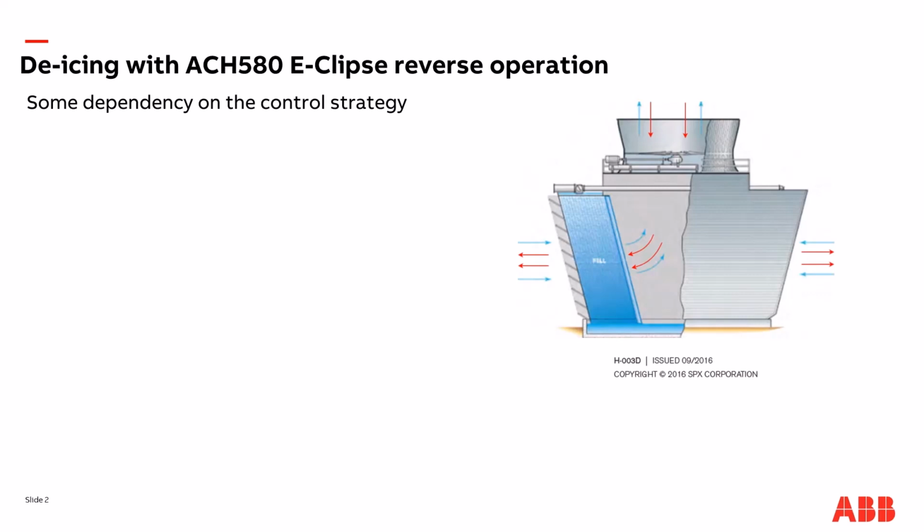When the fan runs in reverse, the direction of airflow is in the opposite direction, and this is represented by the red arrows in this drawing. This forces the warm air out over the iced surfaces, therefore melting the ice.